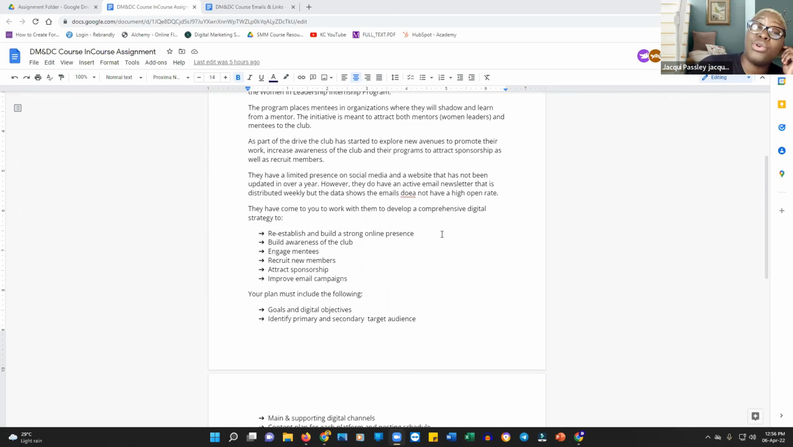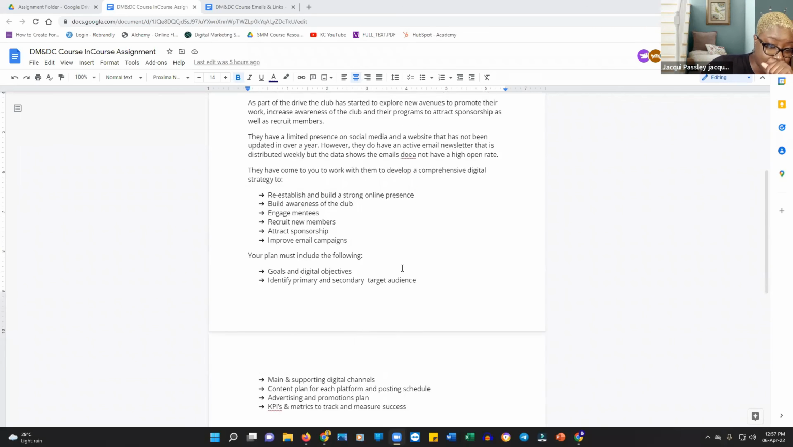They have come to you because they want you to help them develop a comprehensive digital strategy. And these are the objectives. They want to reestablish and build a strong online presence. They want to build awareness of the club. They want to engage mentees. They want to recruit new members, attract sponsorship, and improve their email campaigns.